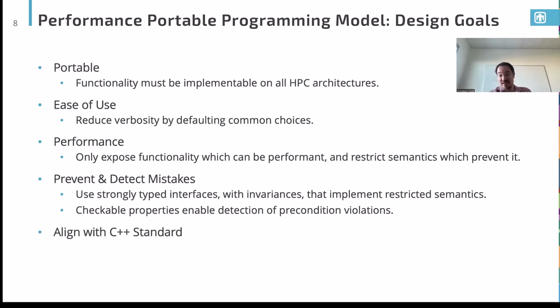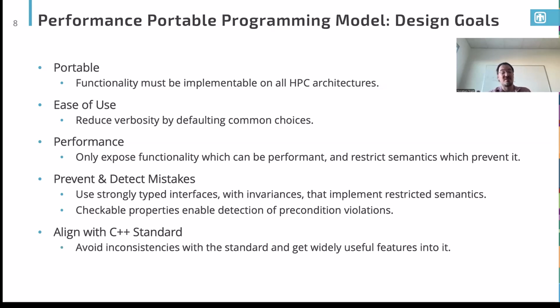And the last thing was alignment with the C++ standard. That was something we considered from the beginning. Essentially, it means you want to avoid inconsistencies with the standard and you also want to work on getting widely used features into it. Okay, so these are the 5 things we set out to try, right? We want portability. We want it to be easy to use. We want to do it all in a way that we can get performance out on all these architectures and encourage people to write their code in a way that we can get performance out. We want to be able to prevent and detect mistakes, and we want to align with the C++ standard.